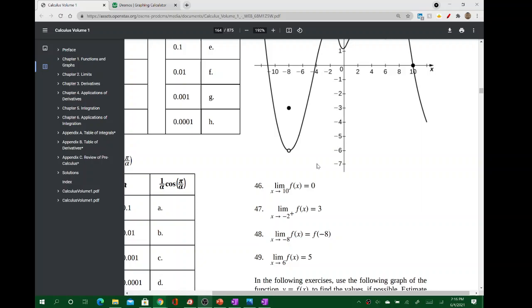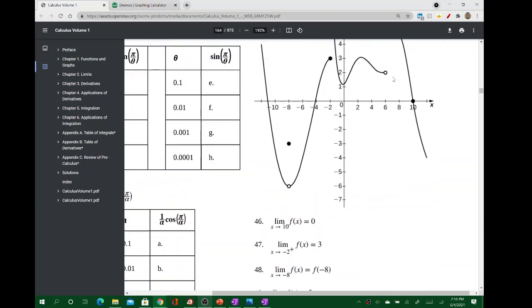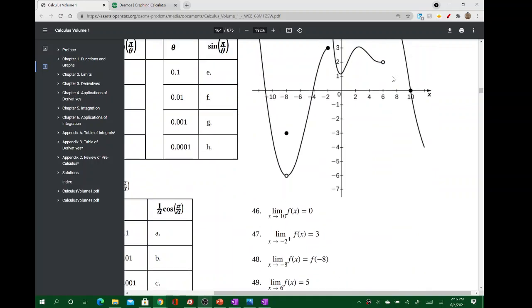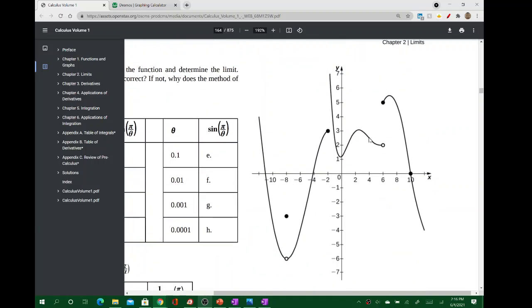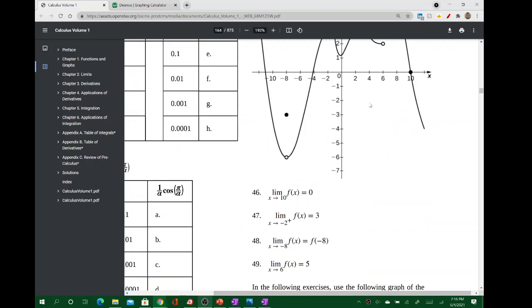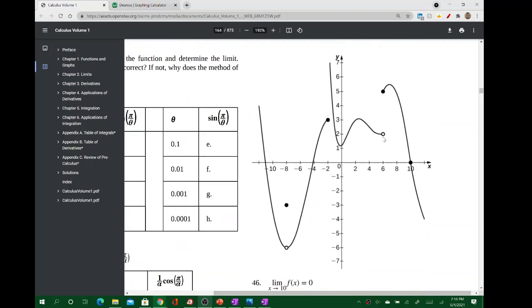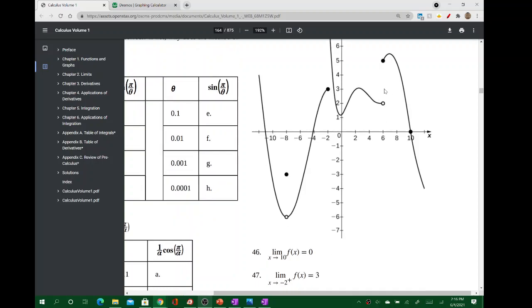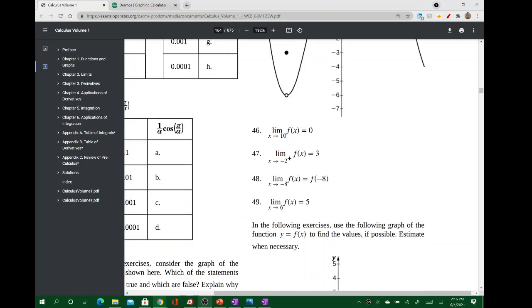Now, the last one says the limit as x approaches 6 is 5. So let's look at the left-hand side, okay? The limit as x approaches 6 of f of x goes to 2 actually. And the limit as x approaches 6 from the right is 5. But the limit overall as x approaches 6, it's approaching 2 different numbers. So it does not exist. So this one is false. Okay?